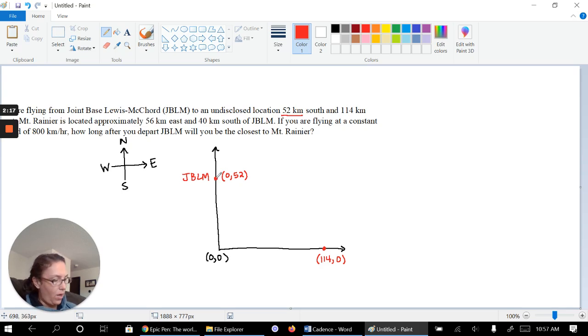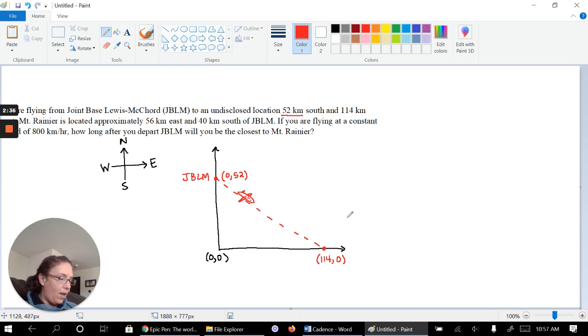Okay, so I'm going to draw the pathway of this airplane just with a dotted line. And you can draw the airplane in just to help yourself remember that's what we're looking at. So there's my airplane.